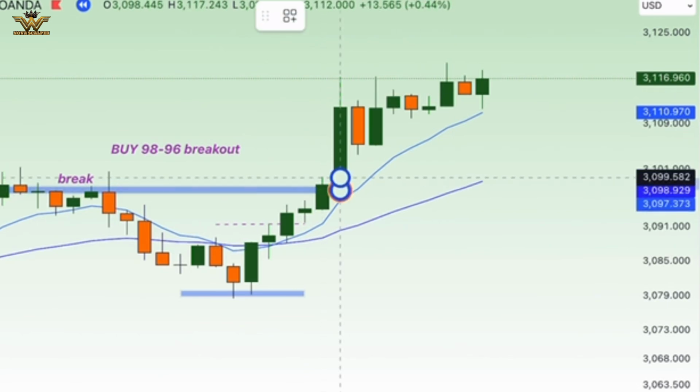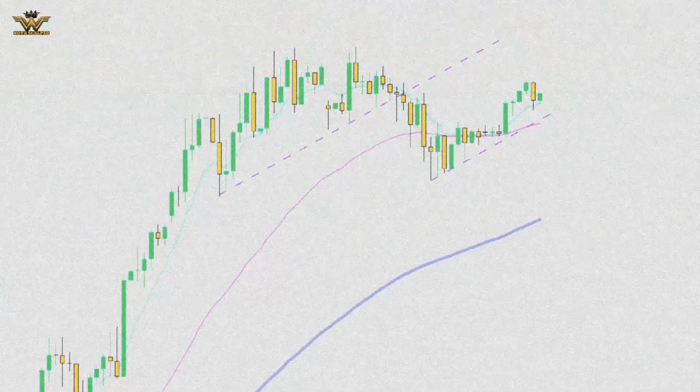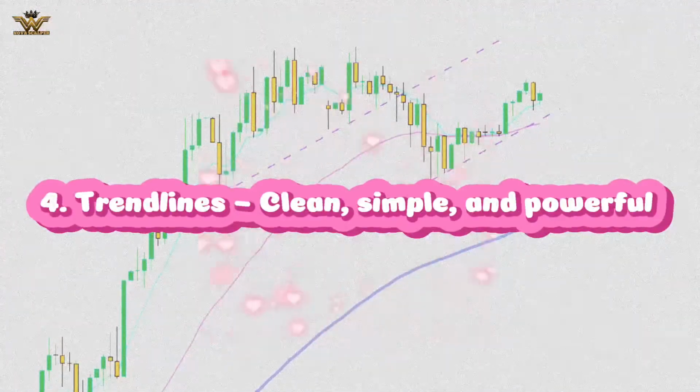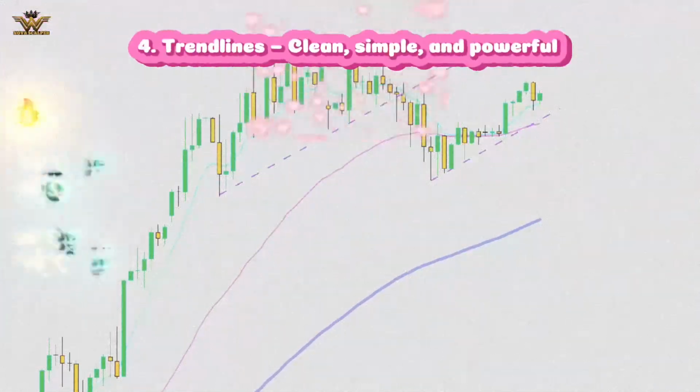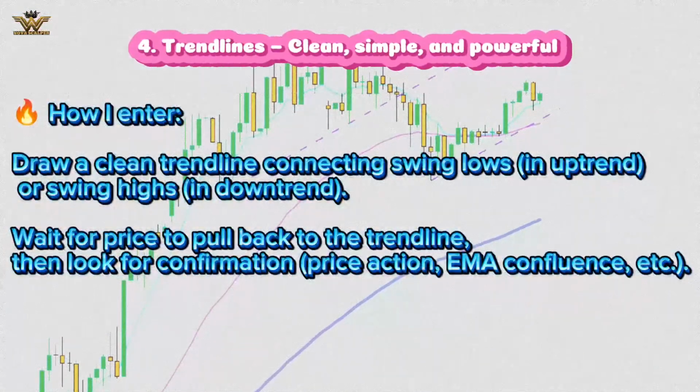And the last technical analysis method I mention in this video is trend lines. Clean, simple, and powerful. Trend lines are great for visualizing market structure and catching price reactions. And how do I enter? First, draw a clean trend line connecting swing lows in an uptrend or swing highs in a downtrend. Next, wait for price to pull back to the trend line. Then look for confirmation like a reaction, EMA confluence, and so on.